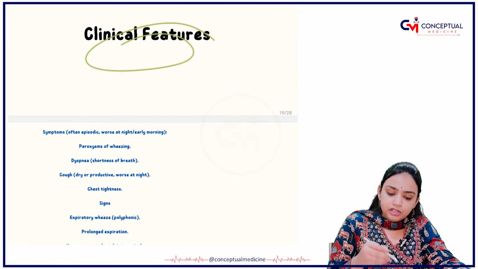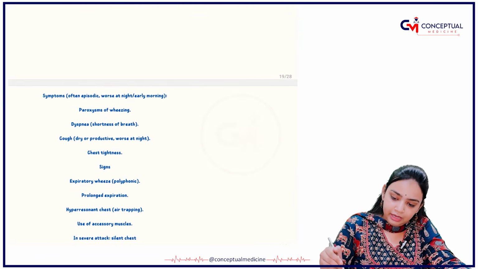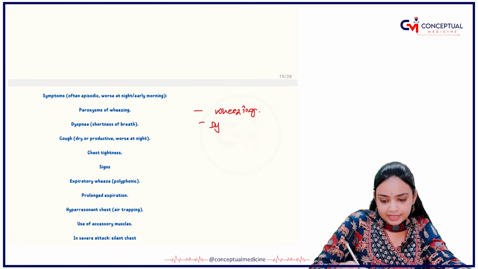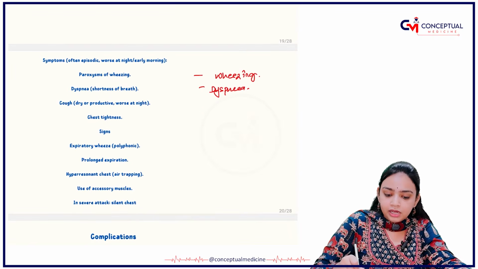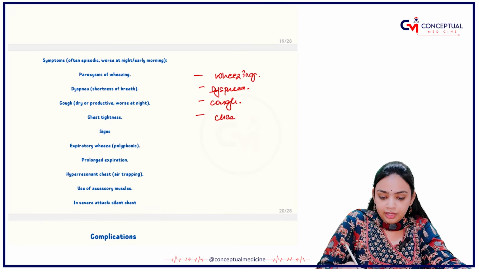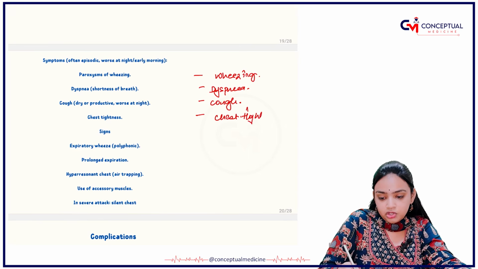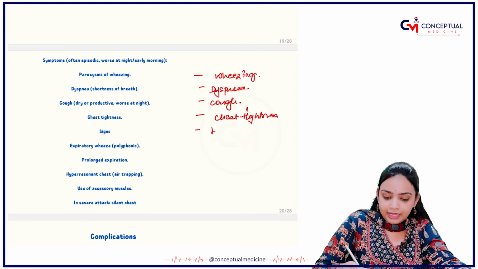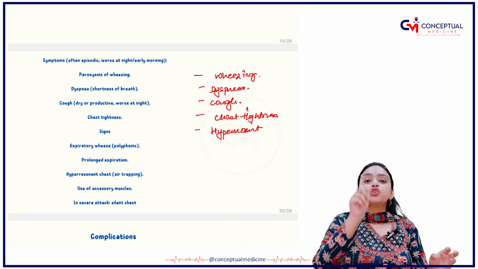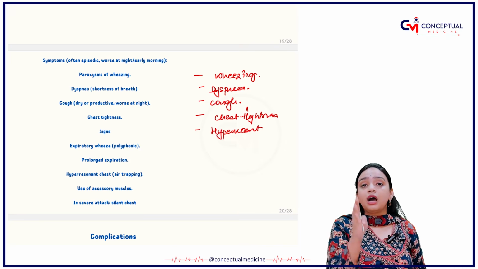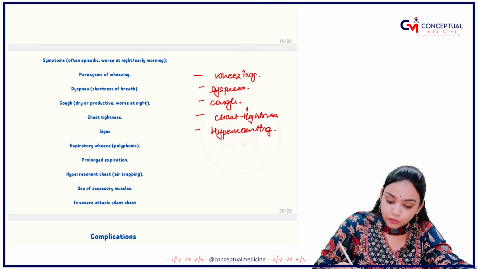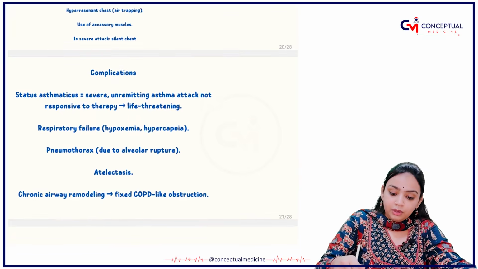Okay. What are the clinical features? There will be wheezing. Then there will be dyspnea. After dyspnea, there will be cough. Cough can be either dry or productive. There is chest tightness. And there is hyperresonance. When you auscultate the chest, you have certain sounds, on the basis of their resonating capacity. So here they are, a hyperresonating chest.